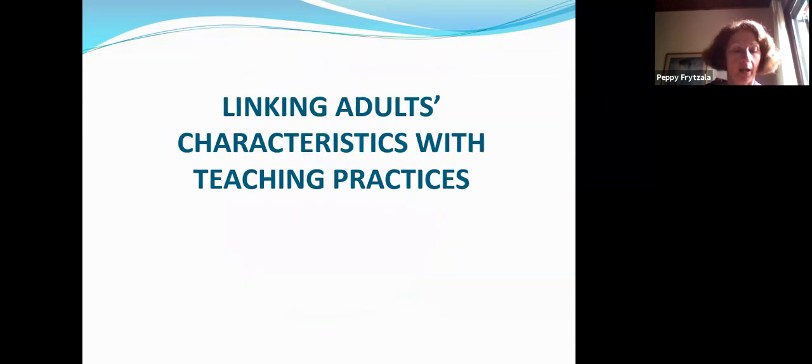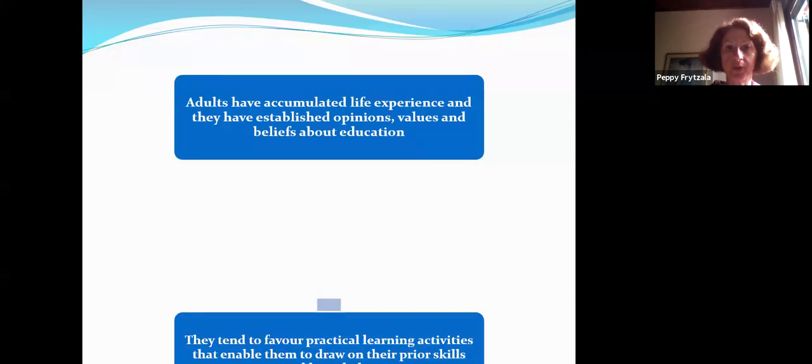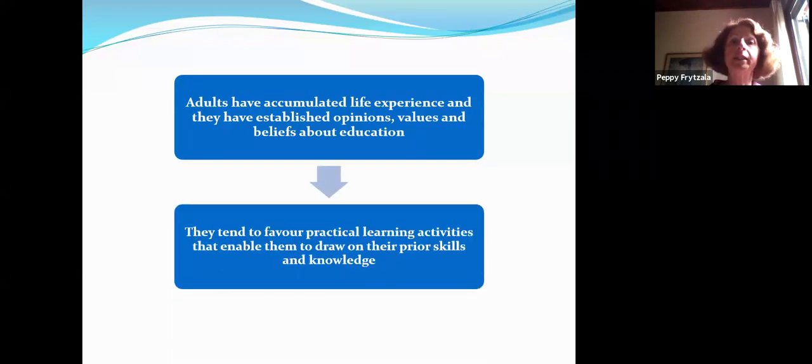Now, we've seen some characteristics that adult learners have. How can we now link those characteristics to teaching practices? First of all, as we've said before, adults have accumulated life experience and they have established opinions, values, and beliefs about education. They know exactly what they want out of the teacher. So they tend to favor practical learning activities that enable them to draw on their prior skills and knowledge.